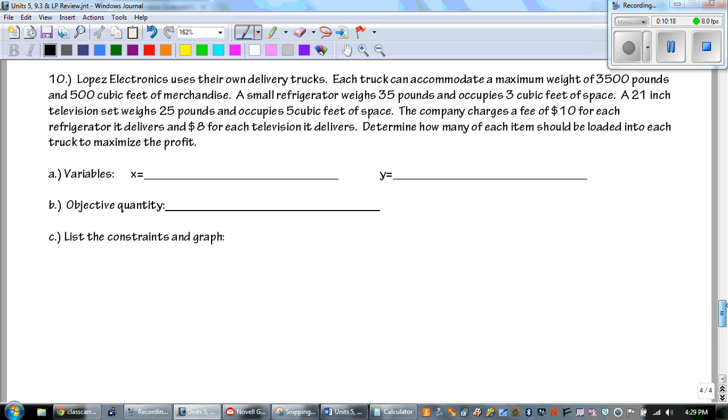I hope not. All right, let's go ahead and look at number 10. Now for 10, I don't know if yours has the constraints or not, but mine sure doesn't. So what I want you to do is go ahead, circle your numbers, figure out what the variables and the objective quantities are, and then do some of your constraints. Okay? Good luck.